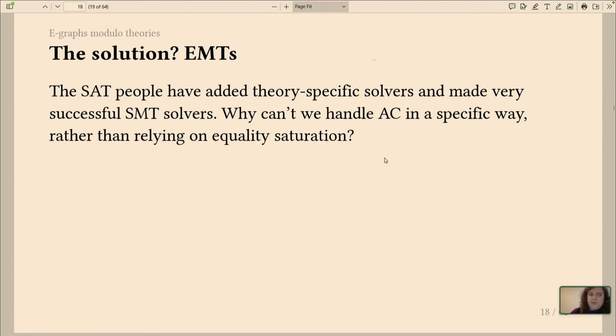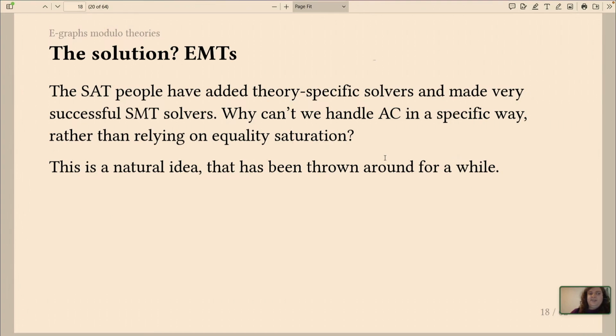SAT people have added theory-specific solvers and made very successful SMT solvers. So why can't we handle AC in a specific way, using this idea of theory-specific techniques, rather than relying on the general, powerful, but potentially slowest equality saturation? That's the motivation, at least as far as I can see, for the name e-graphs modulo theories.